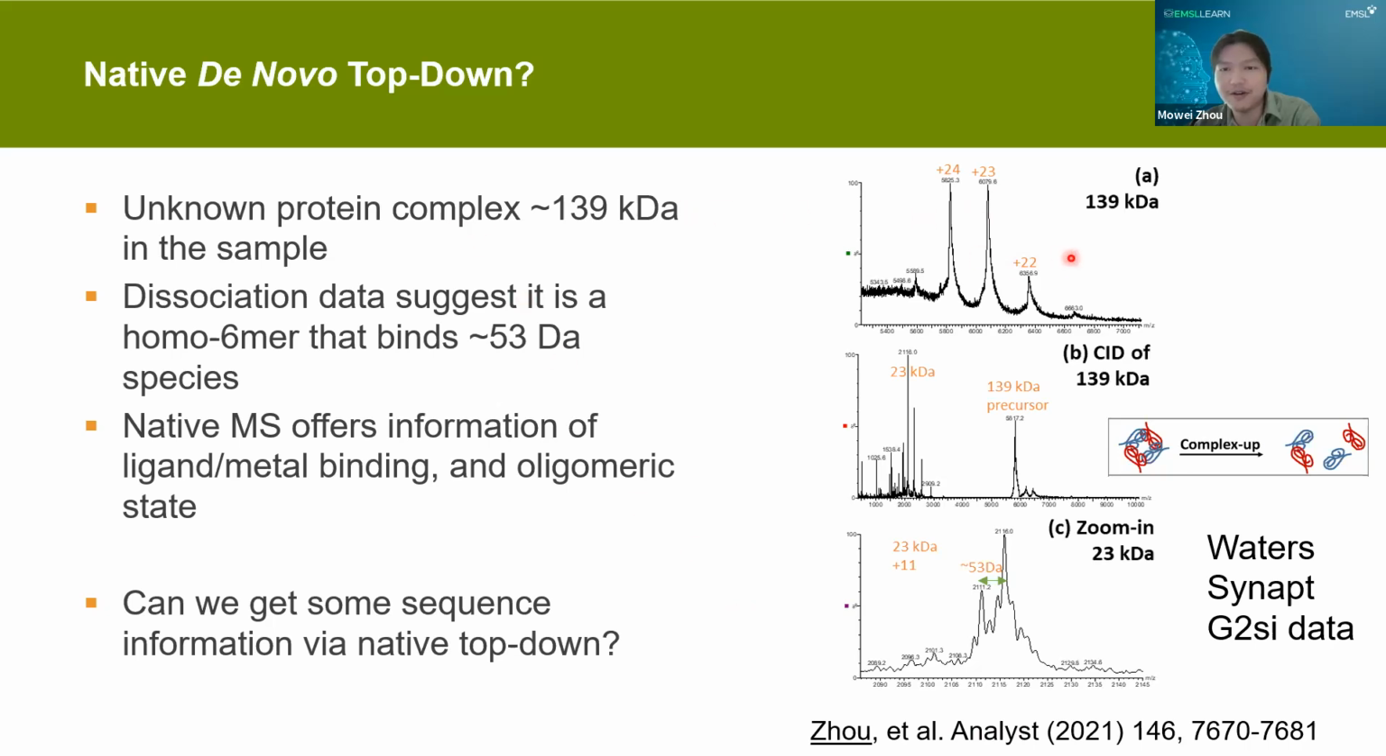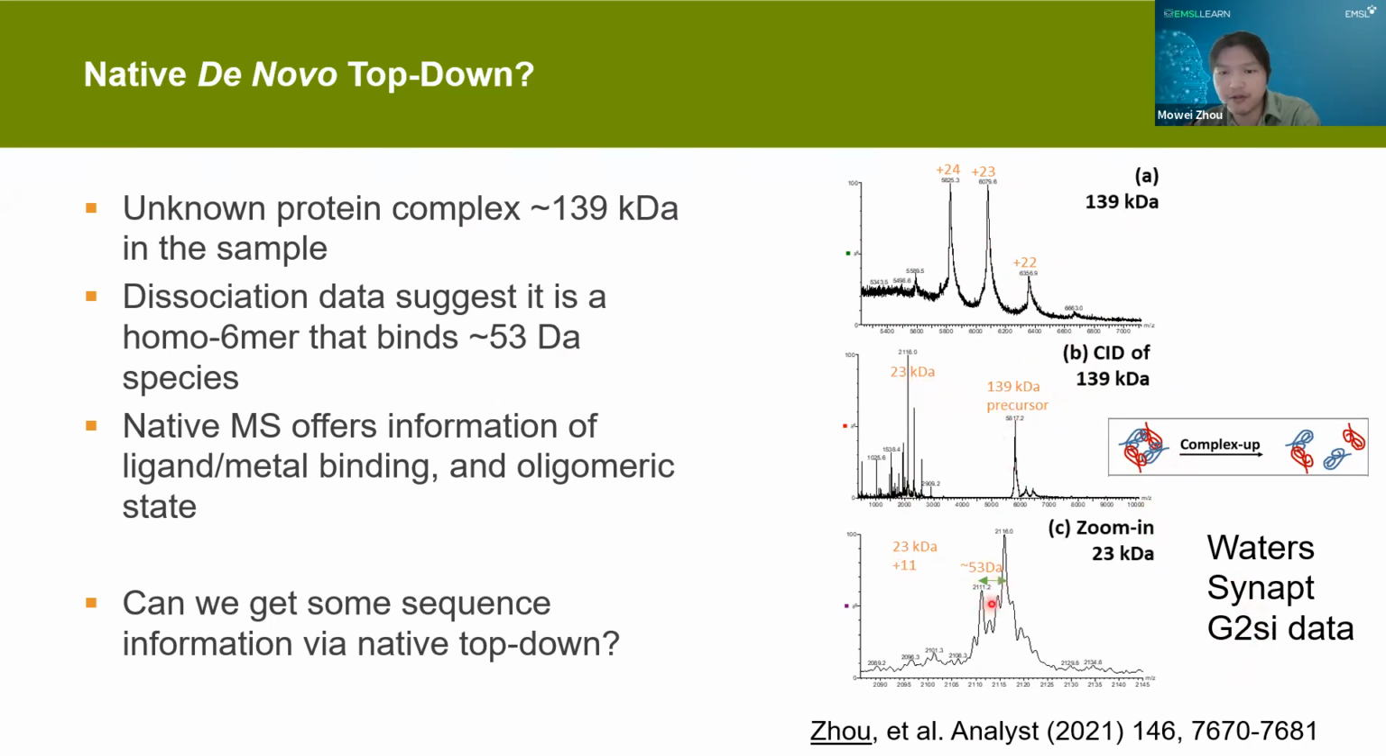So there was an interesting protein complex with very clean signal in the native mass spectrometry data for the protein extract from the Forsythia plant. This was collected on the Waters Synapt G2-Si. We can see this protein complex at 139 kilodaltons. We can do a collision-induced unfolding experiment to dissociate the monomers. And we see there's a 23 kilodalton monomer. So we know that it is a homohexamer.